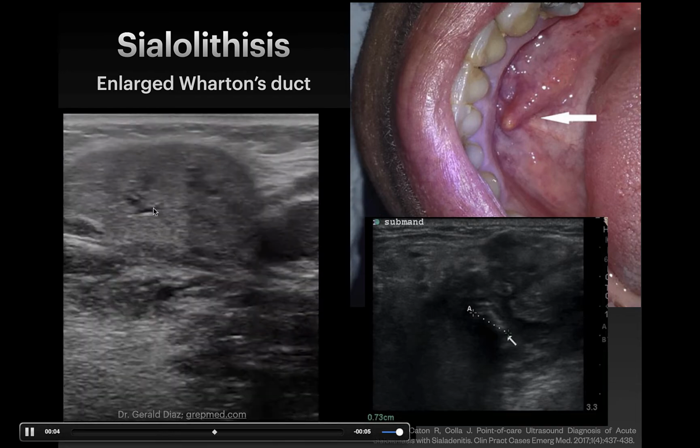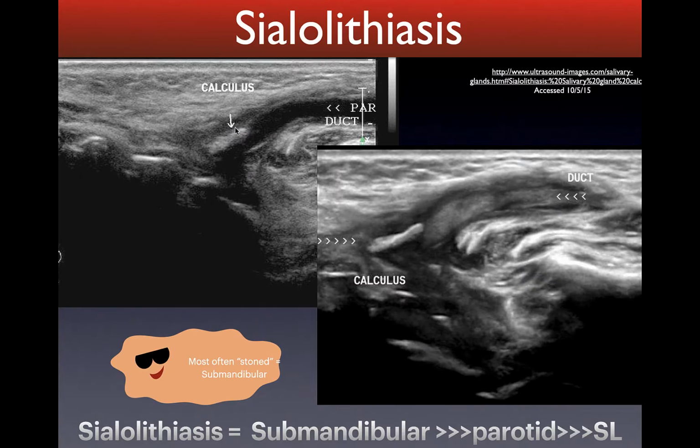Right here is another picture of a stone. Here's another picture of a stone. This is a little bit of a higher frequency ultrasound probe than we typically have in the ER. Here you can see that duct with a little bit of pus in it. The salivary gland most often to get stones is the submandibular, which happens much more often than the parotid and the sublingual.